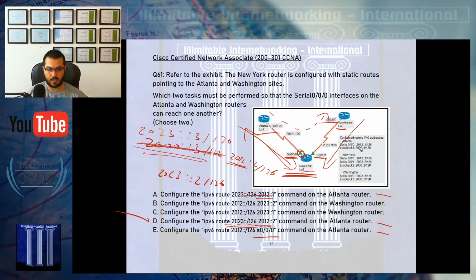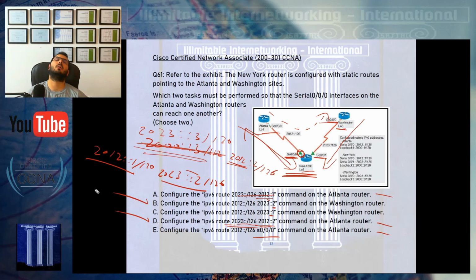The IP address of Atlanta should be, if it was its serial, then it will be 2012::1/126. So one of these two guys should be this way. The first one 2001::, okay. So both of them match here for the destination, but for the next hop it's also 2023, but one of them is ::2, the other one is ::1. I will need the 2, so I will need this guy, so I will need B.